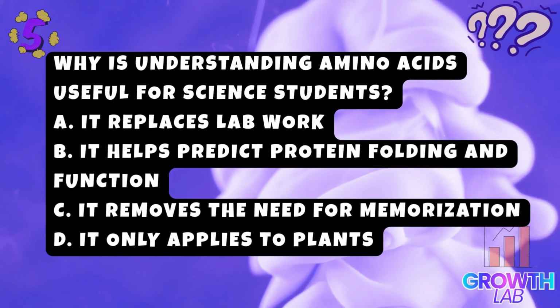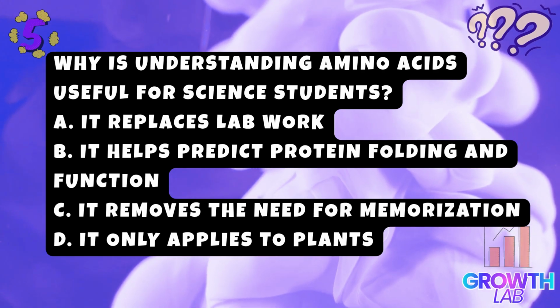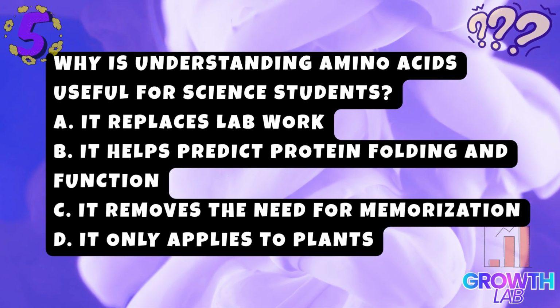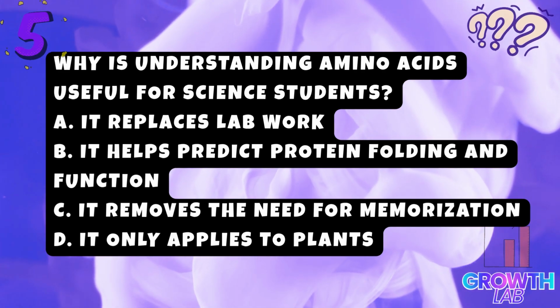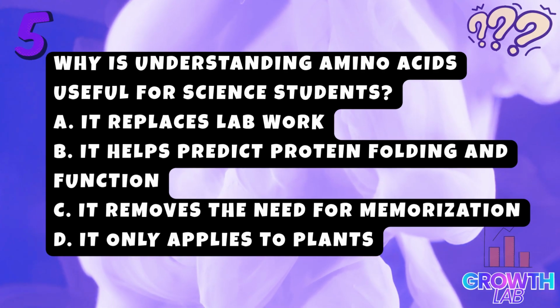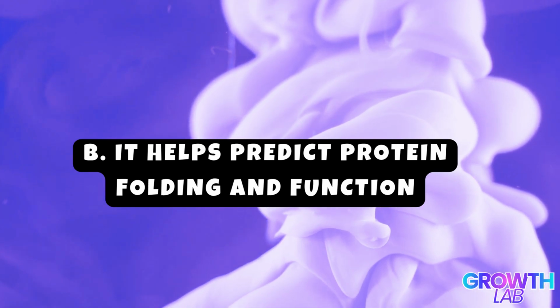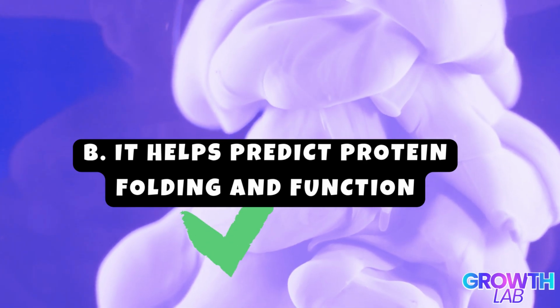Question 5. Why is understanding amino acids useful for science students? Answer options are: Option A, it replaces lab work. Option B, it helps predict protein folding and function. Option C, it removes the need for memorization. Option D, it only applies to plants. Correct option is option B, it helps predict protein folding and function, because folding determines biological activity.